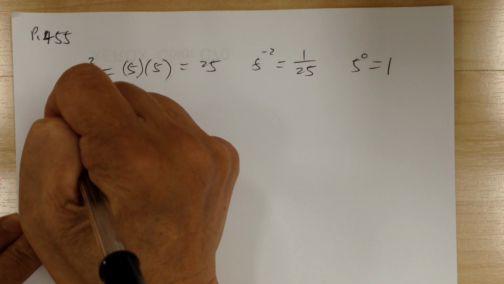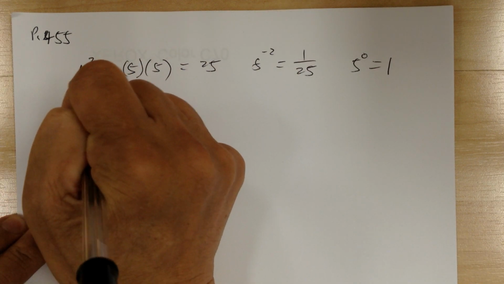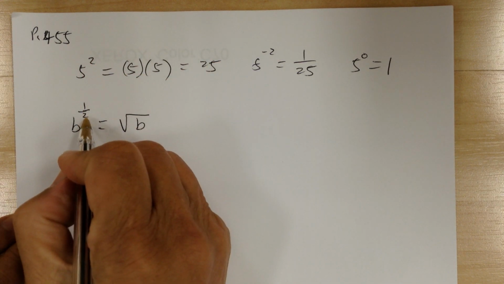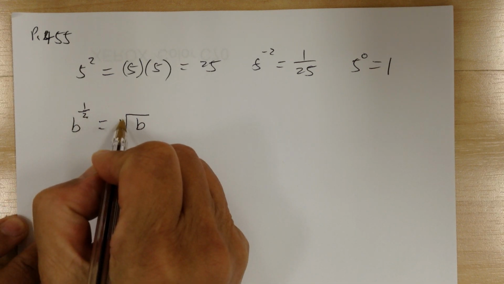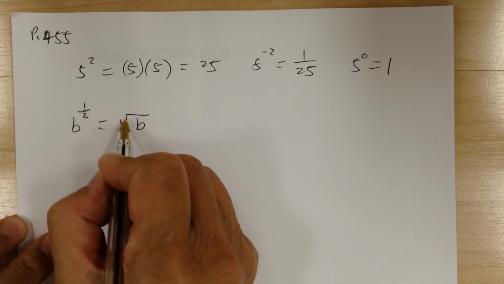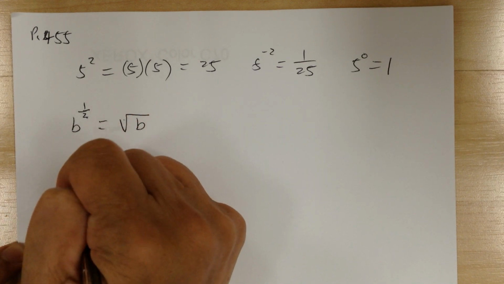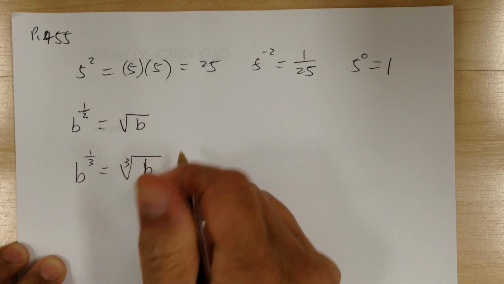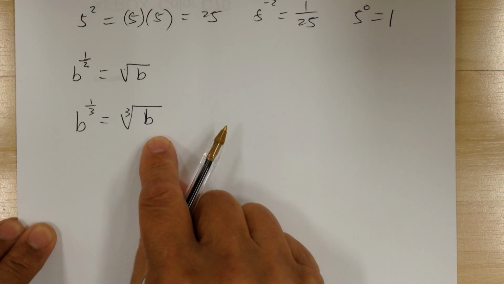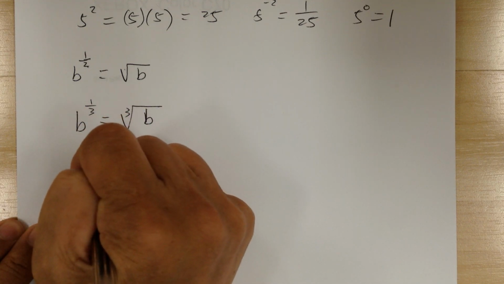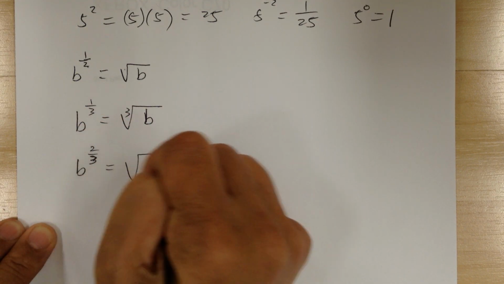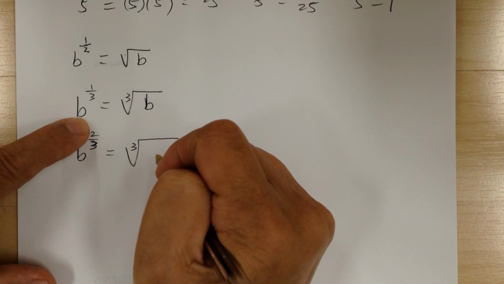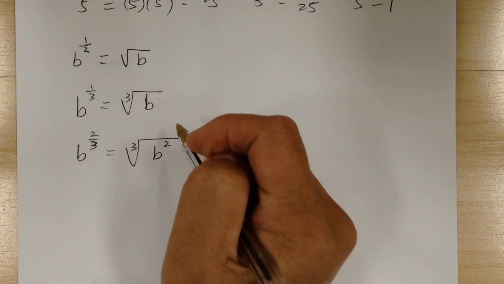So for example, if you have b to the 1/2 power, 1/2 power means the square root, so square root of b. So the denominator would be the index, so the 2 goes over here. When you don't see a number, that means a 2. Okay, so b to the 1/3 will equal the cube root of b, and so forth. So if you have b to the 2/3 power, the index is 3, so 3 goes over here, and the numerator would be the exponent, so b squared.